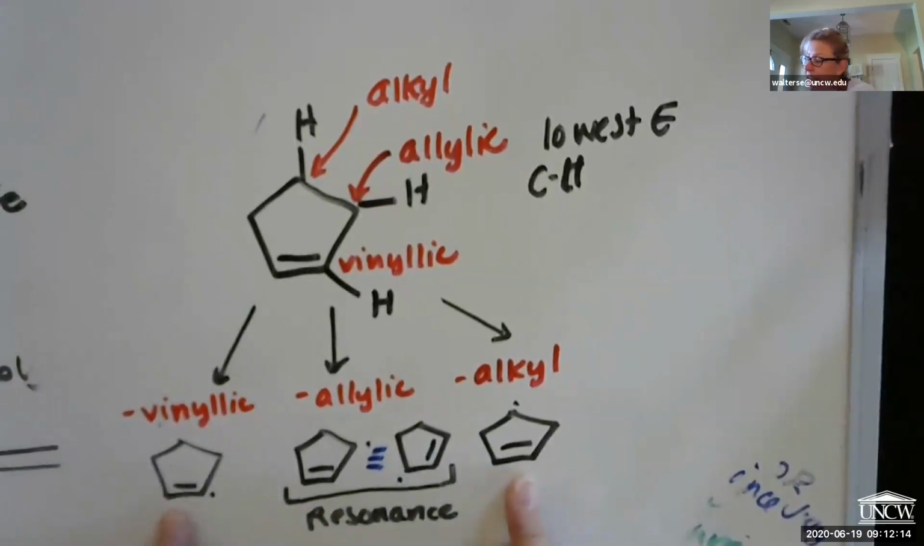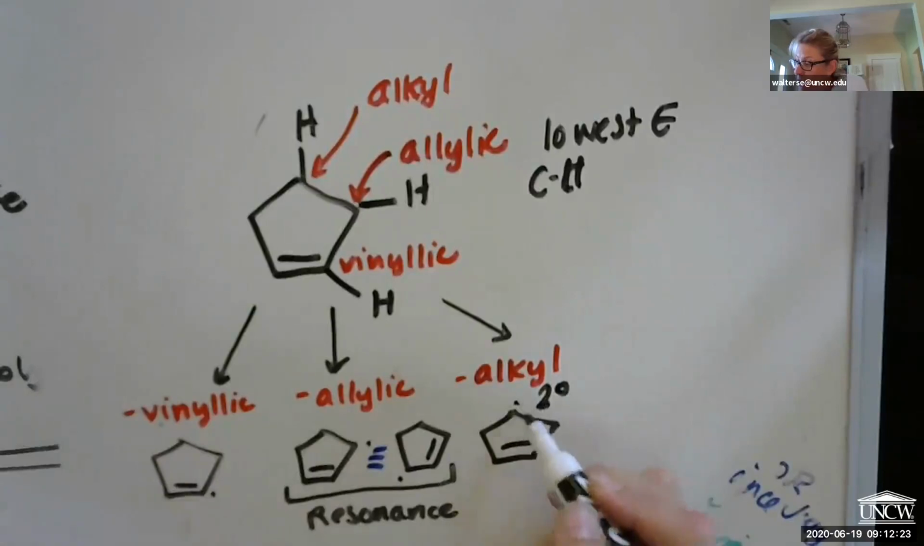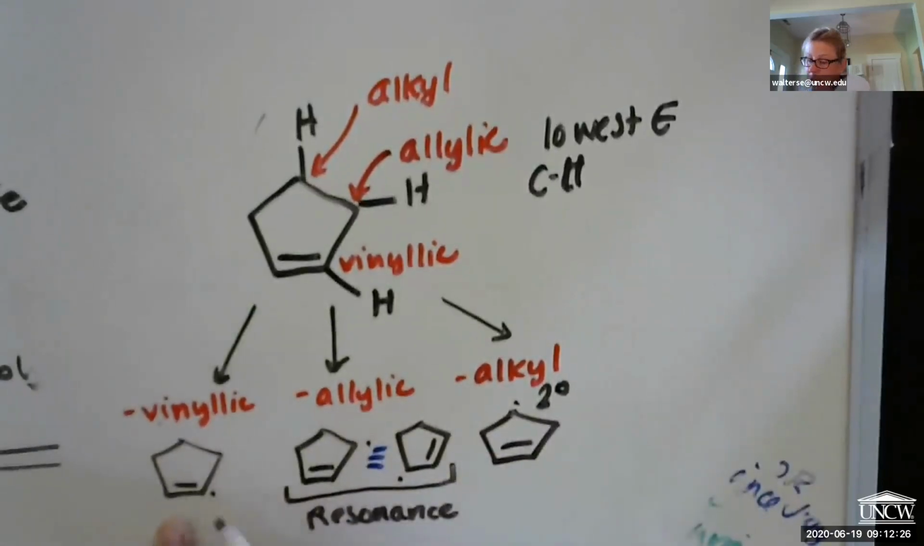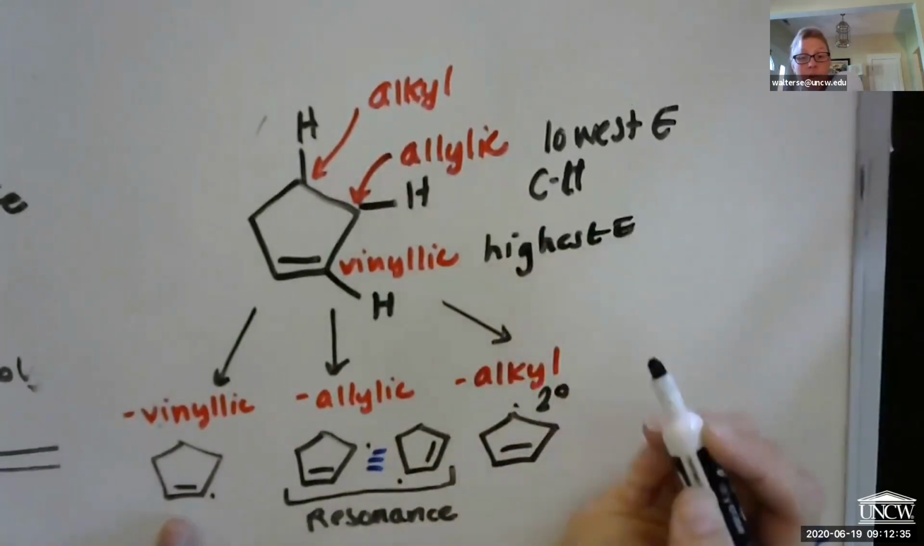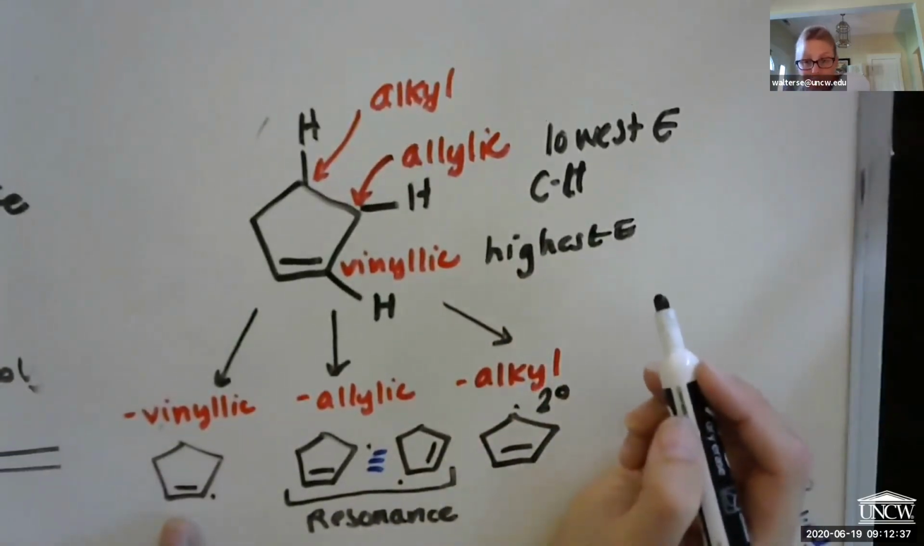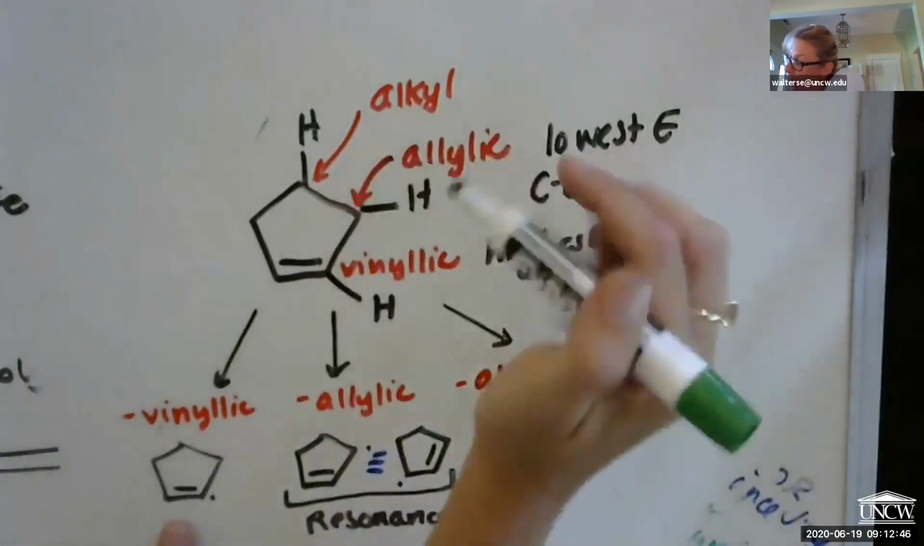Neither of these 2, vinylic or alkyl, are resonance stabilized, but this one is a secondary radical and this one is a vinylic radical. Vinylic radicals are not stable at all. So this is going to be the highest. And that would just be something that you would have to know. Vinylic radicals are not stable. Vinylic carbanions are not stable. Vinylic carbocations are not stable. That means it's very hard to make them. And then the middle one, this would be in the middle.